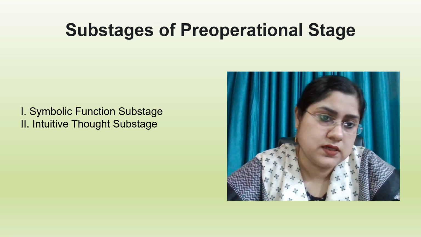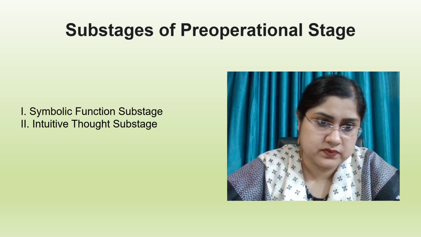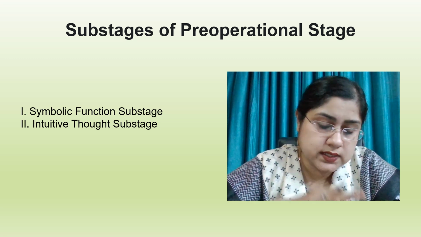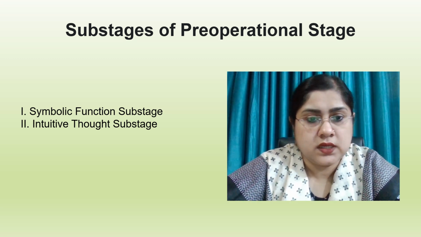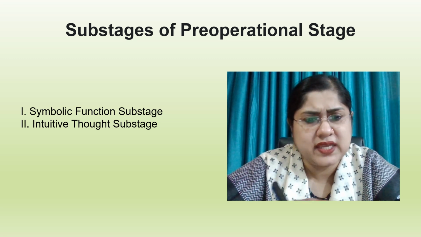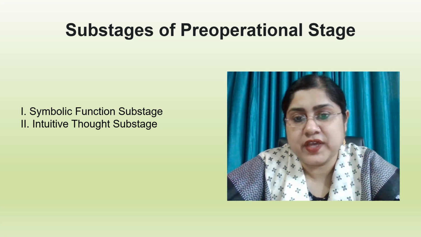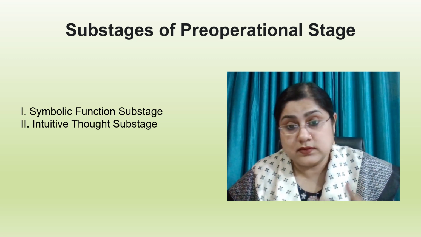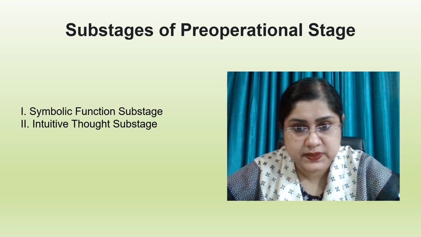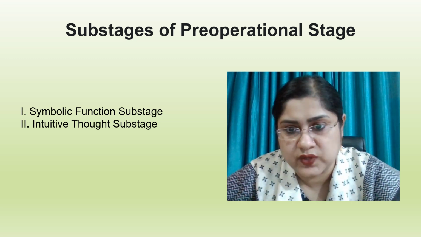Then the second substage is known as the intuitive thought substage. What is this? This substage happens around the ages of 4 and 7. Children tend to become very curious and ask a lot of questions, and it might be irritating at times for the parents and other elders, but they ask a lot of questions.